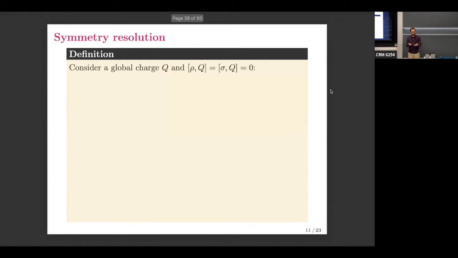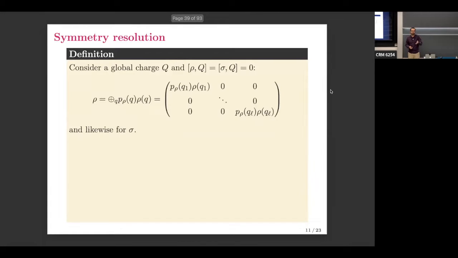So in that case, both rho and sigma acquire a block diagonal form, right? Where each block, so here it's really a matrix, corresponds to a given eigenvalue of the charge. And here, the P's are the probabilities of observing that value of the charge if you measure the charge in that state. And rho of Q is the reduced density matrix for the given subsector that you are looking at.